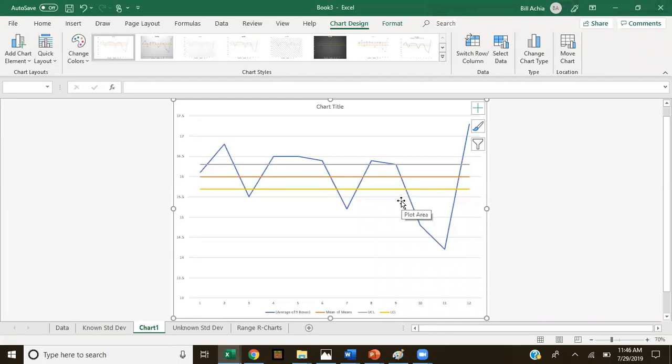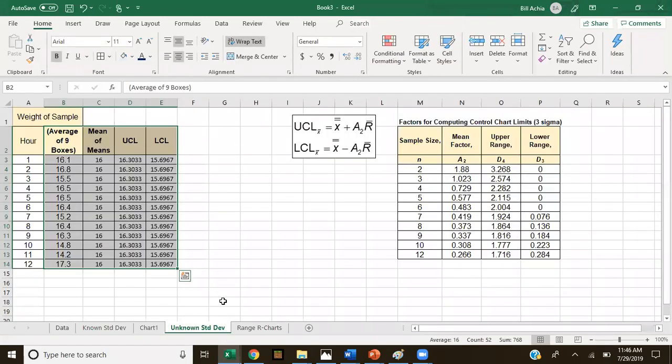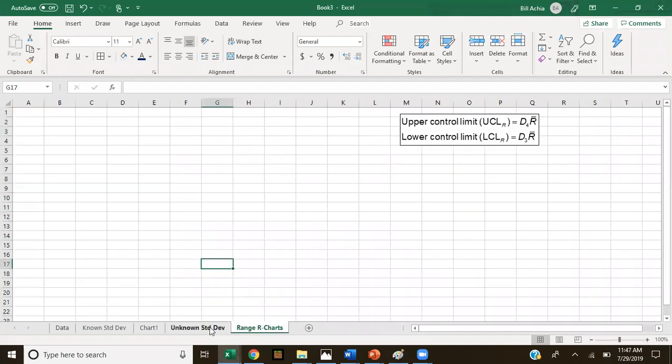We'd want to use that information to figure out exactly where we went wrong with the process. Is there an assignable cause? Is it that somebody fell asleep while working or something like that? With that information, you can now go ahead and figure out exactly what went wrong.